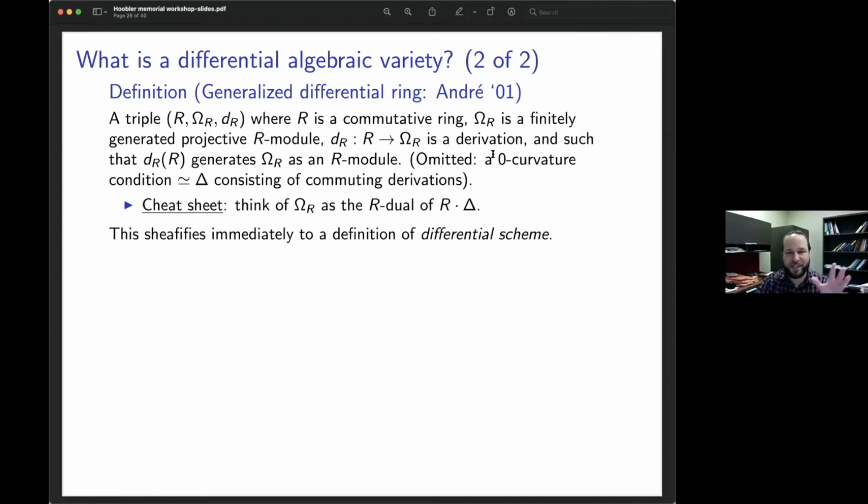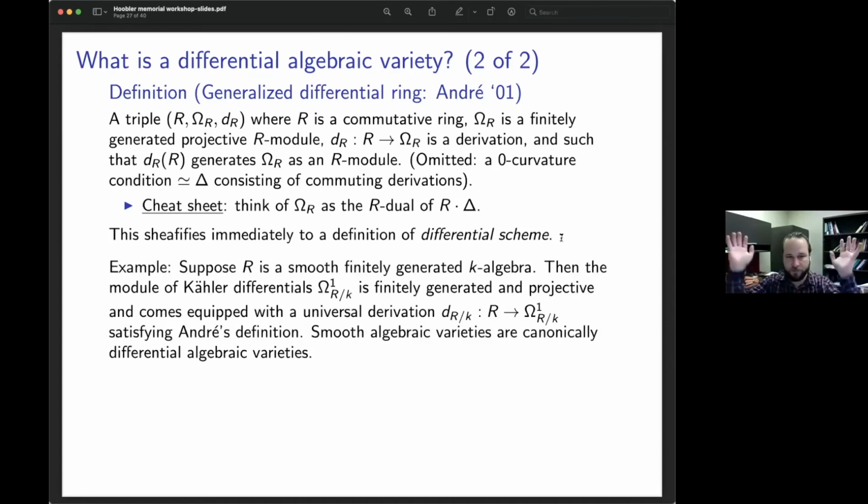What's nice about this definition is that because I haven't made choices ahead of time, it immediately sheafifies to give you a definition of what a differential scheme is. One consequence of this more relaxed definition is that if I give you a smooth affine algebraic variety, that is already canonically a differential scheme in this sense, making no choices. It just has a differential structure on it. So that's nice if you want to do differential algebra to study classical, at least smooth, varieties.